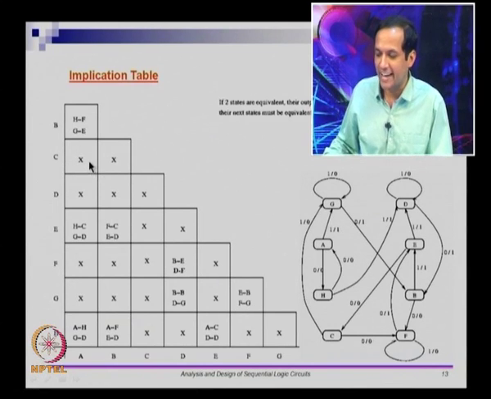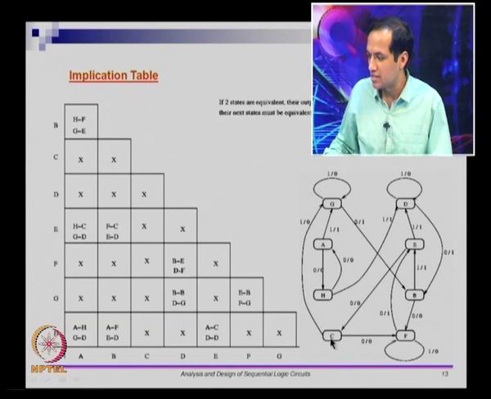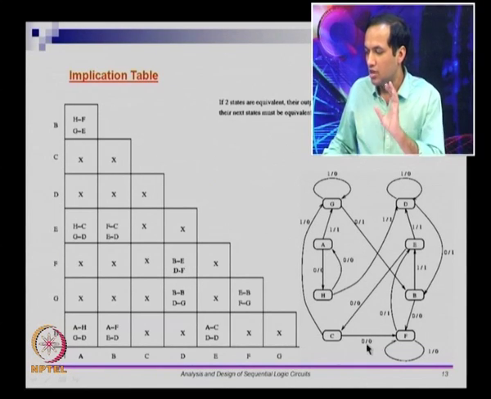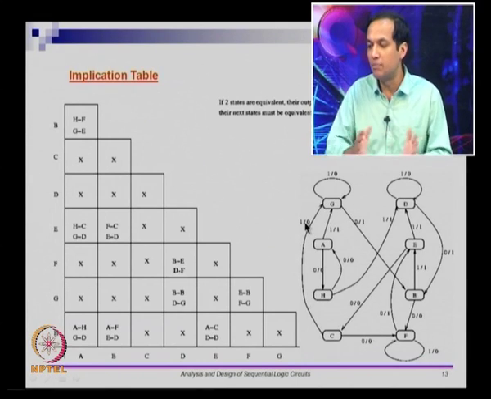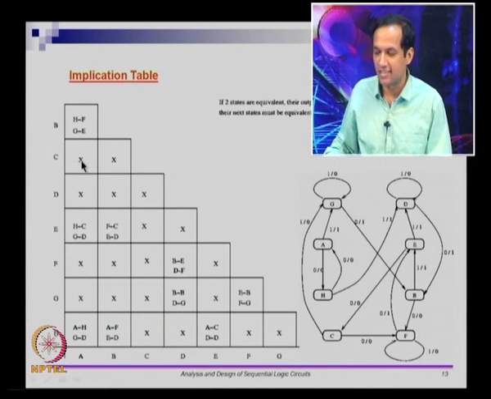Now let us go and look at the outputs. A on a 0 produces 0, A on a 1 produces 1. Let us go and look at C. C on a 1 produces 0, and C on a 0 produces 0. So, it looks like for A and C on the 0 transition, if you have input 0, the output is 0, but when input is 1, A will produce an output of 1, C will produce an output of 0. This means A and C can never be equivalent. So, you put an X here.